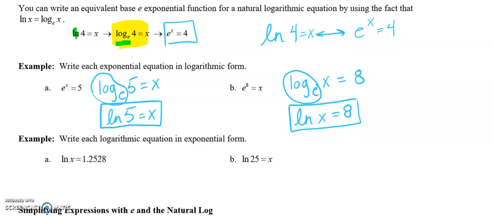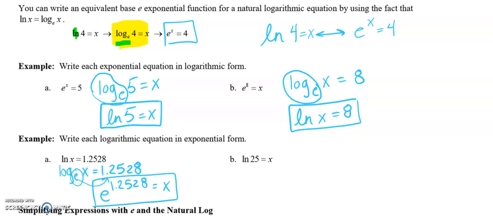We can also take a log and rewrite it as an exponential. We have natural log of x equals 1.2528. So there's really log base e of x equals 1.2528. What are we going to do? We're going to rewrite this as an exponential. We're going to pop it. That'll give us e to the 1.2528 equals x.